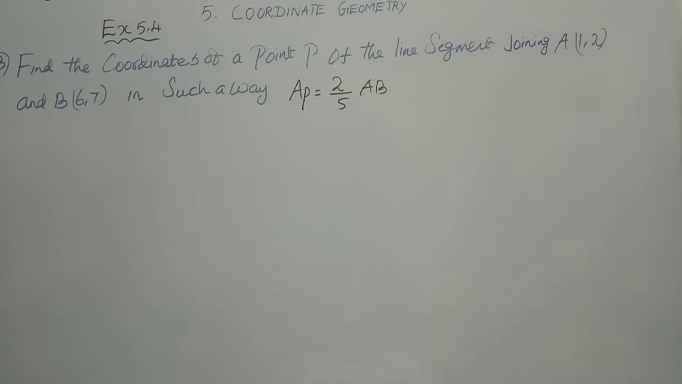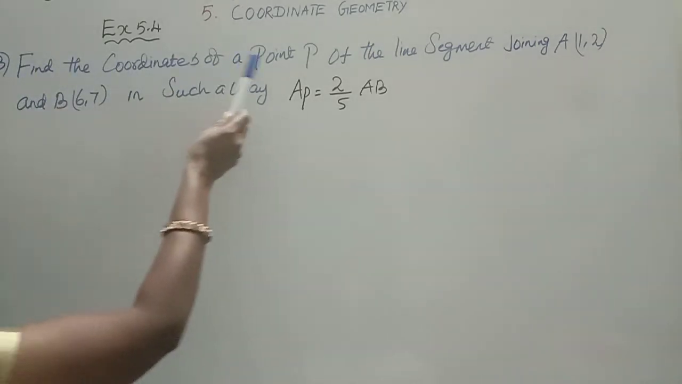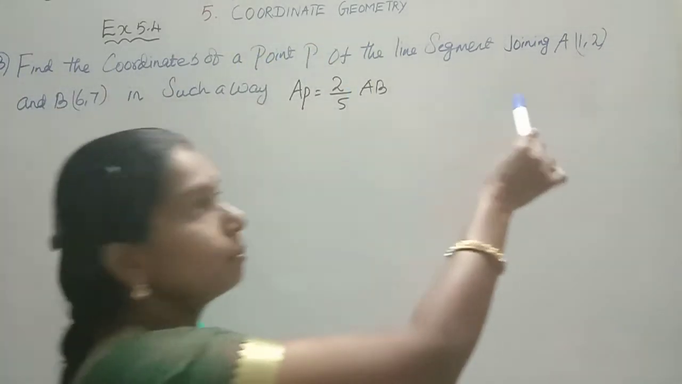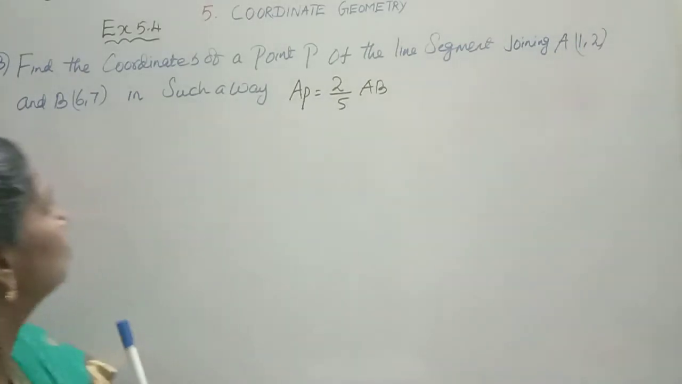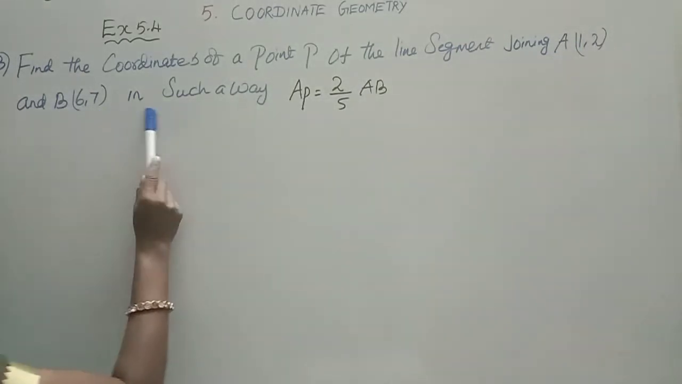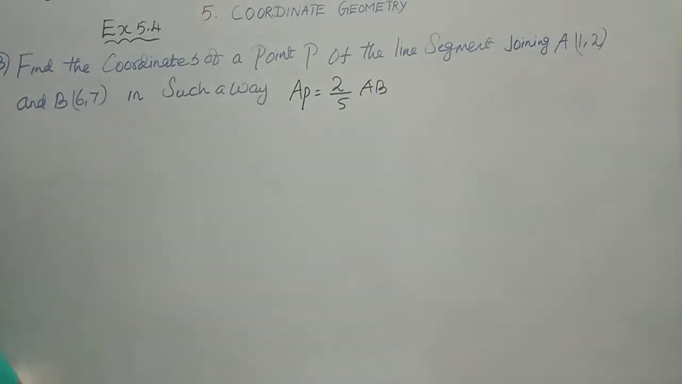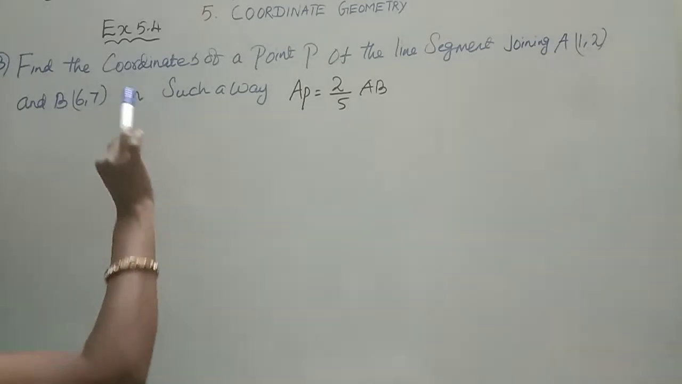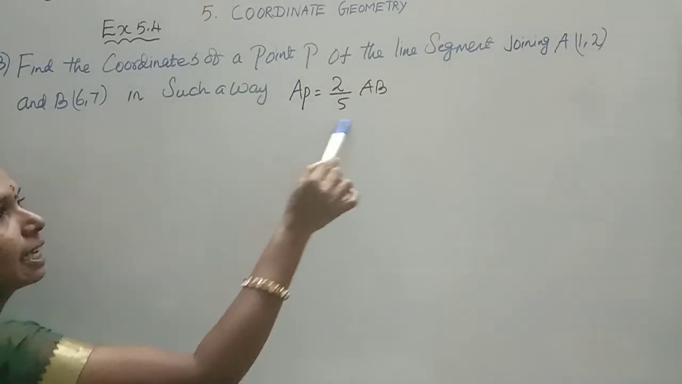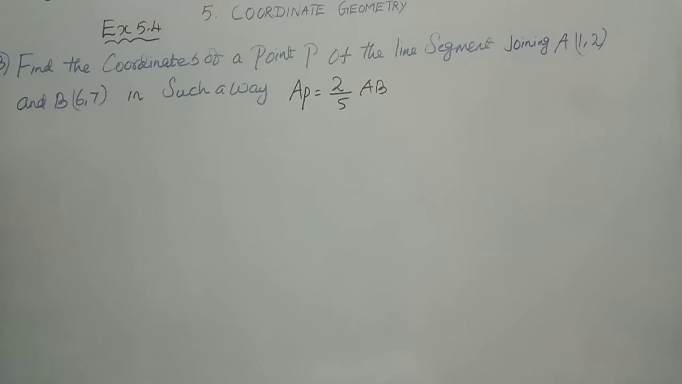Next sum, third sum. Find the coordinates of the point P on the line segment joining A of 1, 2 and B of 6, 7 in such a way that AP is equal to 2 by 5 of AB. Here they have given the coordinates of A and B, and you have to find the coordinates of P, but they have given one relation, AP equal to 2 by 5 of AB. Okay, how to do this?